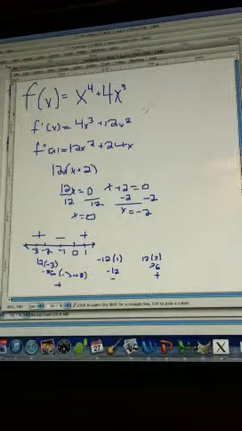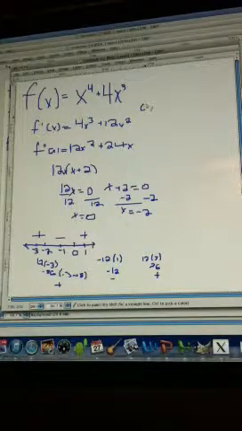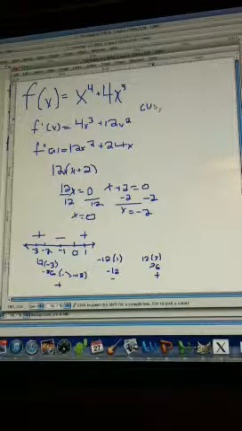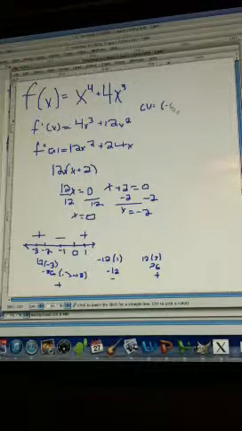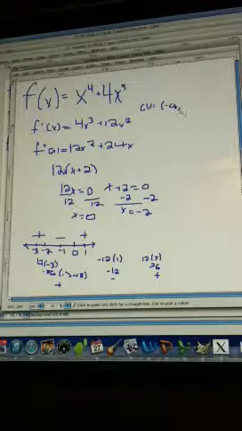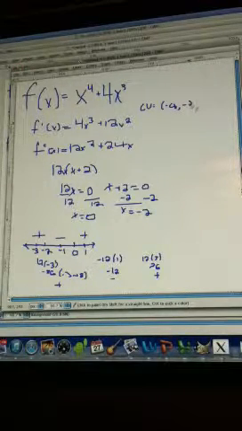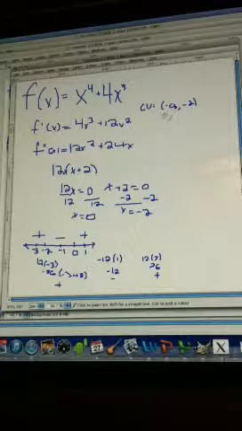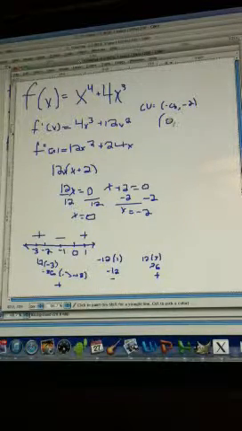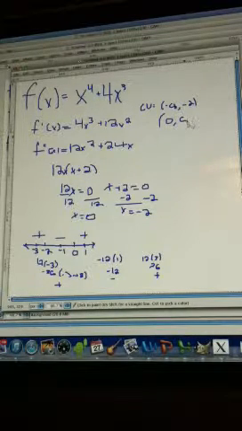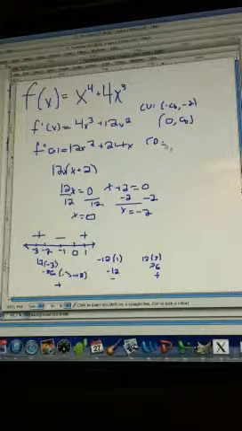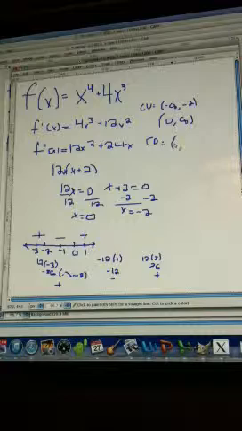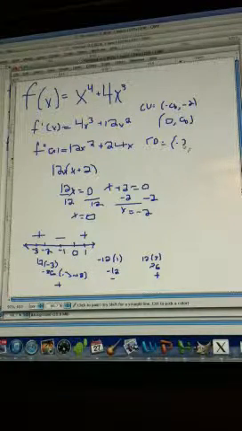So from this you can conclude that concave up, I'm going to abbreviate, would be from negative infinity to negative 2, and also concave up from 0 to positive infinity, and concave down in between negative 2 and 0.